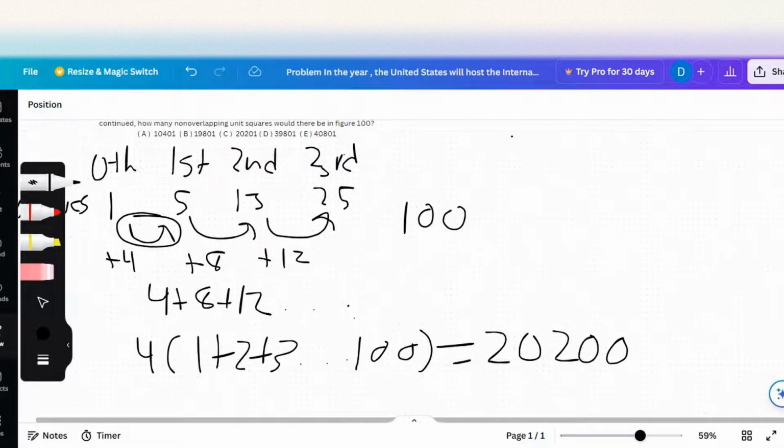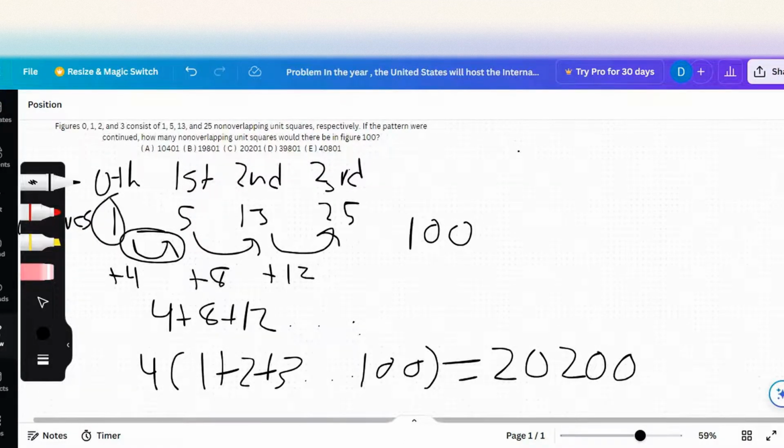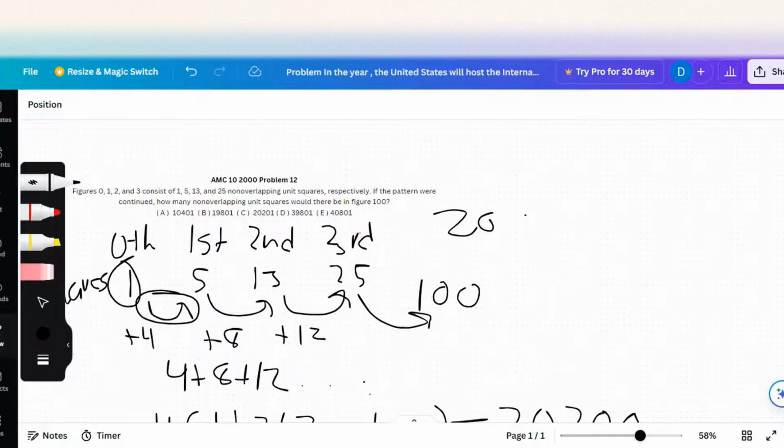So that is how much we add to the base number. And what is the base number? It is 1. So we're adding all the differences on and on and on all the way to the figure 100. And the base number, so it would be 1 plus 20,200. And that again equals C. That's your answer.